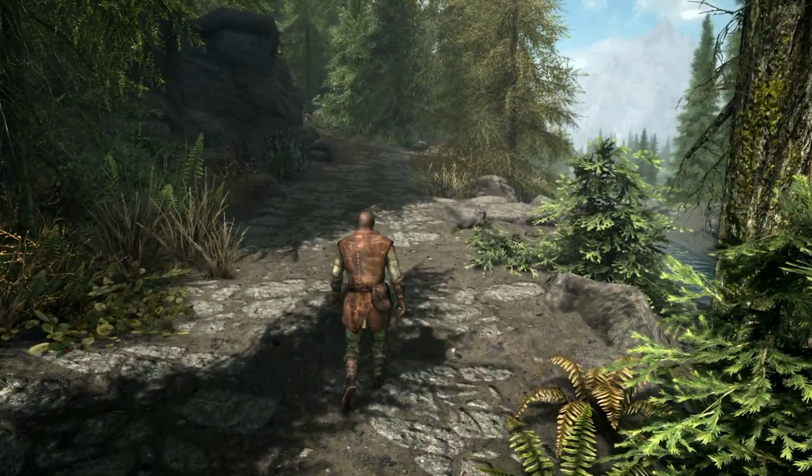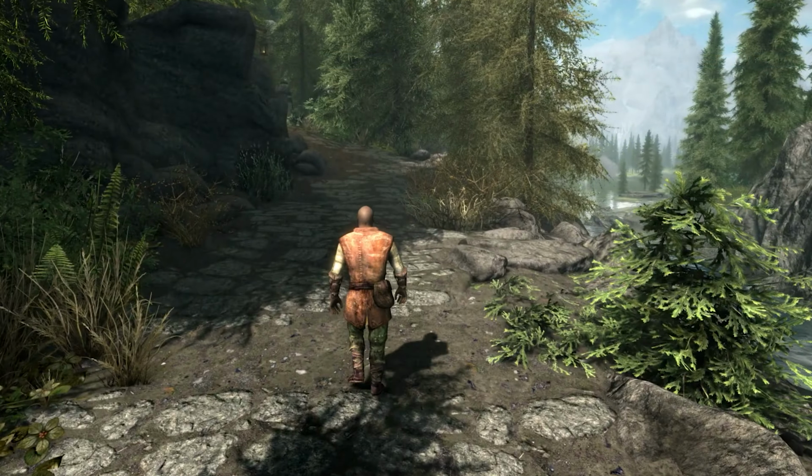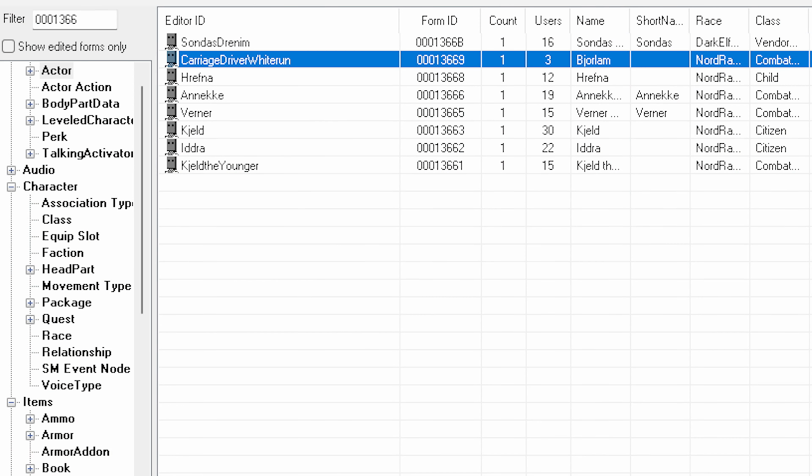Also, a little side note, but based on the form IDs, we can see that Bjorlum, the carriage driver for Whiterun, was created concurrently with the Darkwater Crossing and Kynesgrove NPCs. Does that mean he was once intended to function as a carriage driver over there? Maybe, though there's little actual evidence to go off.